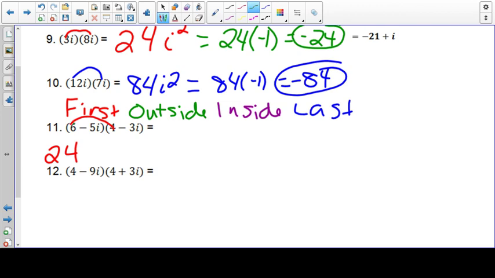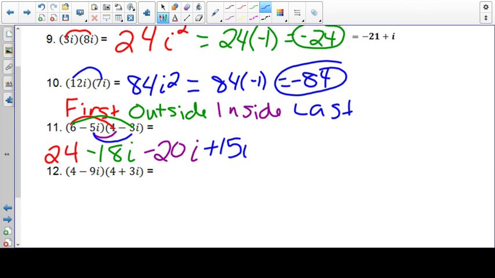Then I'm going to do my outside, which is 6 times -3i, which would be -18i. Inside is -5i times 4, which is -20i. And then my last, which is -5i times -3i, which will give me +15i squared.